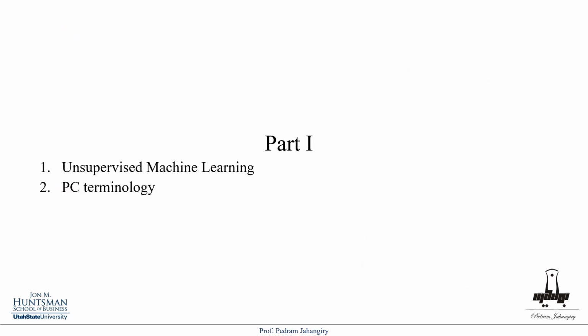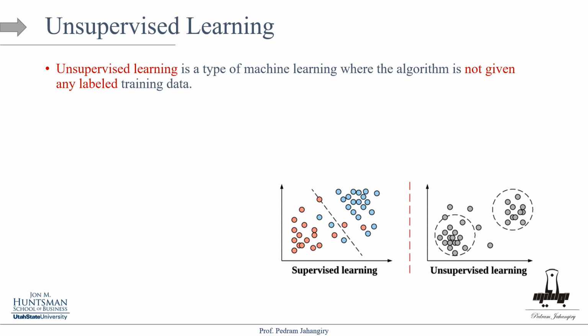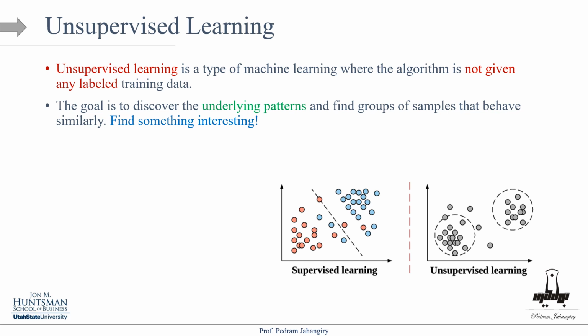Okay, part 1, terminology. All right, so let me quickly remind you what unsupervised learning is. If you remember, at the very beginning of this course, we talked about different types of machine learning: supervised, unsupervised, and reinforcement learning. Unsupervised is the one where the dataset is not labeled. So you're not giving any labels to the machine. In that sense, the goal is a little unclear. So what are we doing here? The entire point of doing unsupervised learning is to find something interesting in the data, find some underlying pattern, find some groups of samples that behave similarly in the data. So that's the agenda, right?